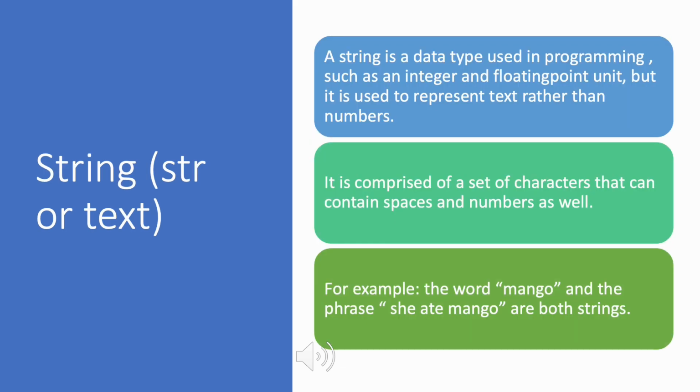What is a string? A string is a data type used in programming, such as an integer and floating point unit, but it is used to represent text rather than numbers. It is comprised of sets of characters that can contain spaces and numbers as well. For example, the word mango and the phrase she ate mango are both strings.